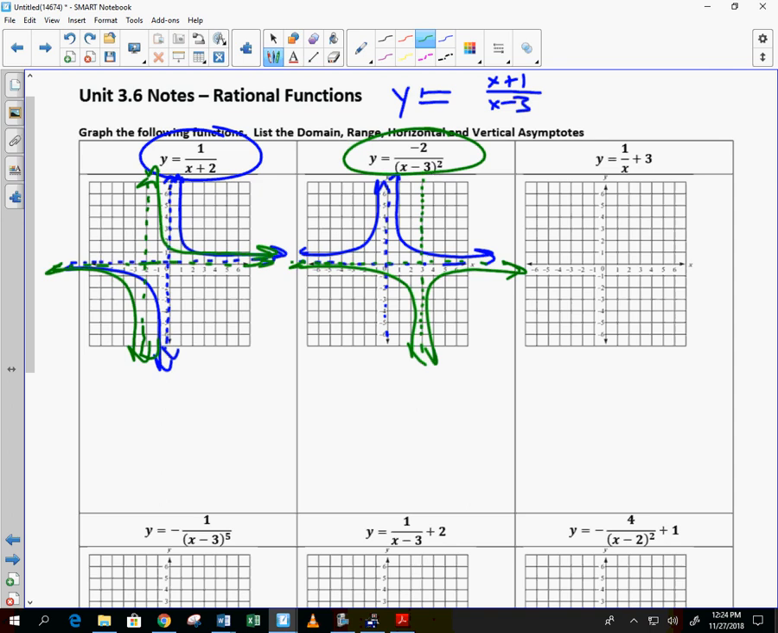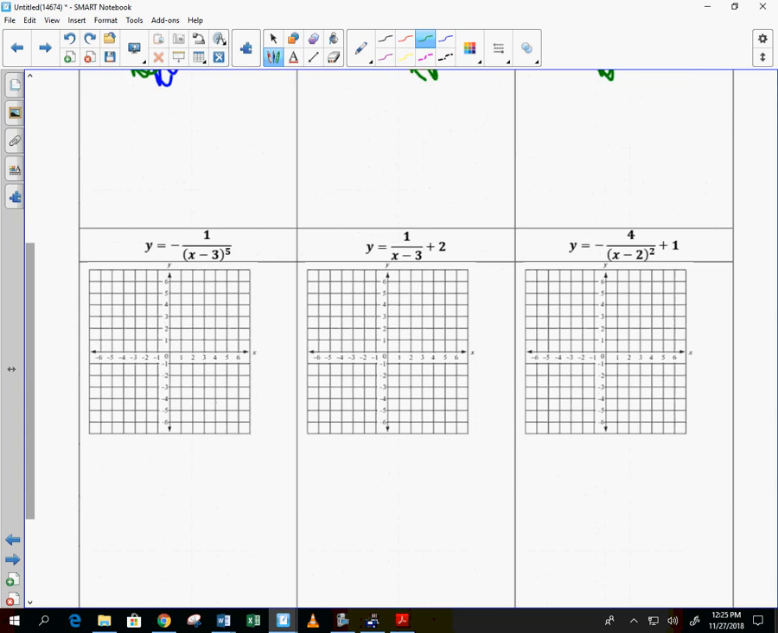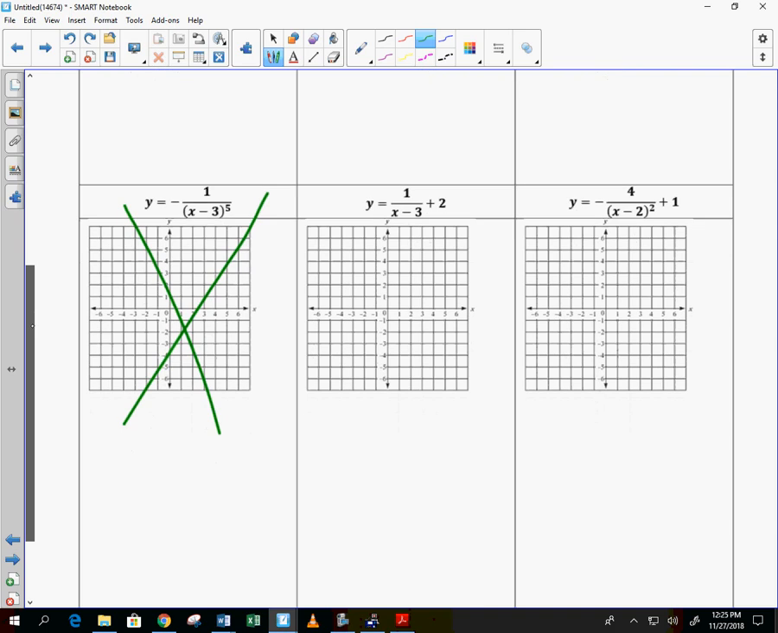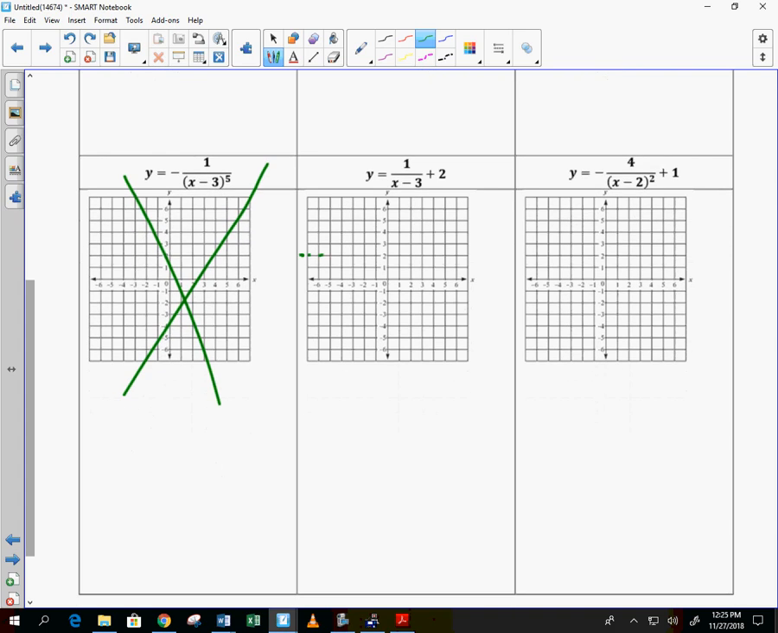The next one, what's the shift going to be there? Up 3. No horizontal shift. And because it's not squared, it's going to be in opposite quadrants. We're going to skip this one right here. This one I have 2 different shifts. What are the 2 shifts? Up 2, right 3.